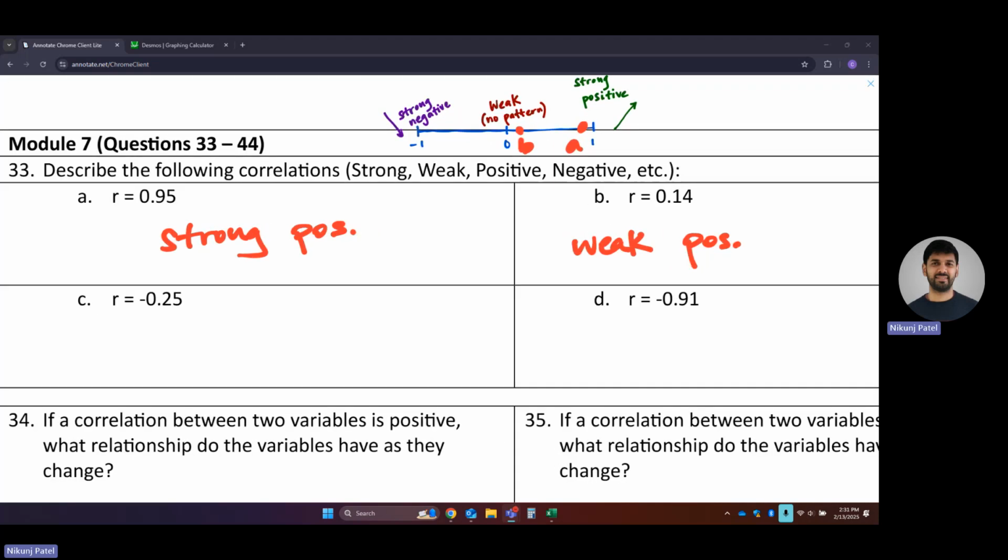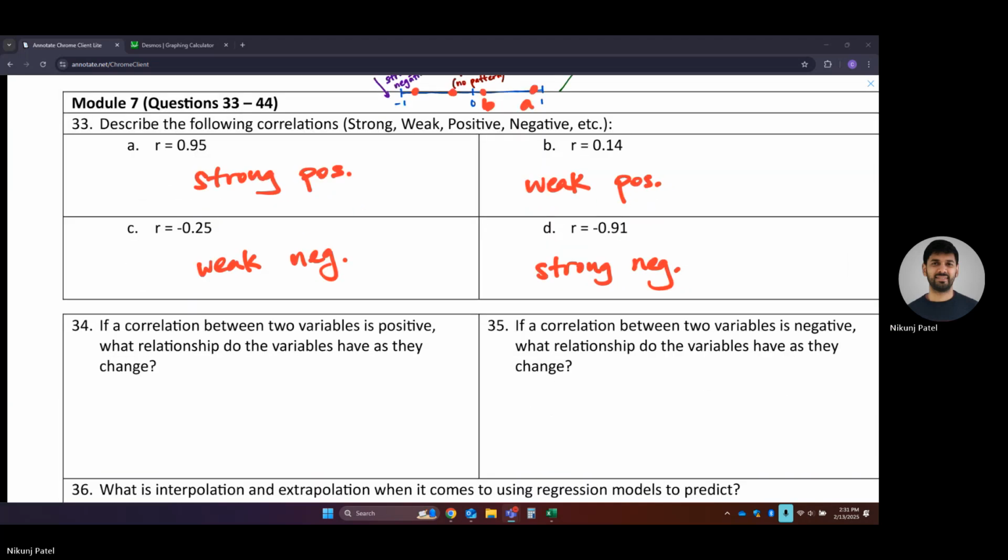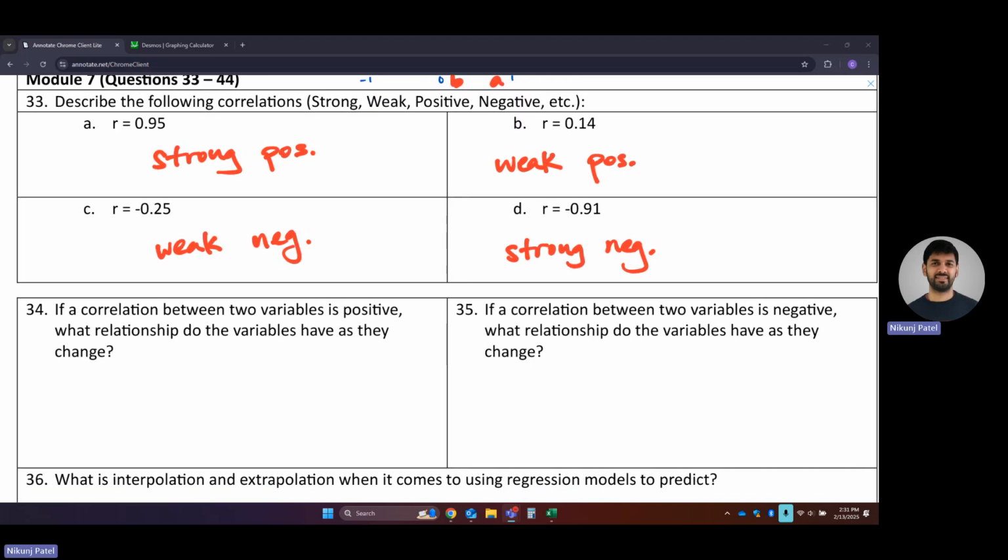Negative 0.25 is on the left, still close to the middle though. So that's weak, but since it's negative, we put a negative, weak negative. And lastly, part D says negative 0.91. So it's all the way close to the left side. It's pretty close to it. So this would be a weak, sorry, not weak, strong, but negative. So identifying the type of relationship is based upon that number line across at the top.